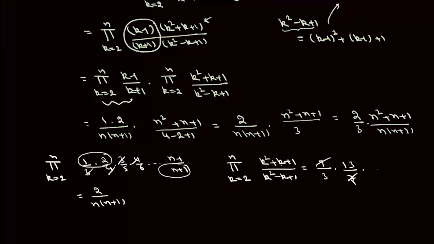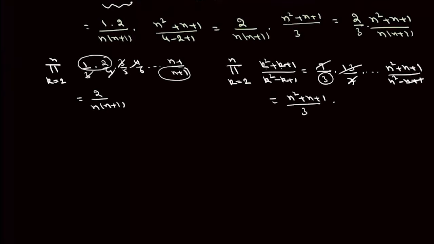So these terms are getting cancelled. As we have seen, this k square minus k plus 1 will get cancelled with the previous term of this first series. So here we have the first term left in the denominator. So in the end, we'll have one term in the numerator. Everything else will get cancelled. So this result will be n square plus n plus 1 by 3.